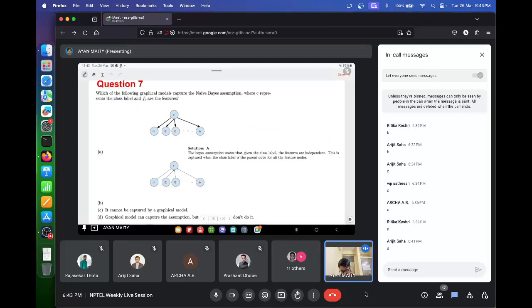So the naive Bayes assumption states that given the class level, the features are independent. This is captured when the class level is the parent node for all the feature nodes.